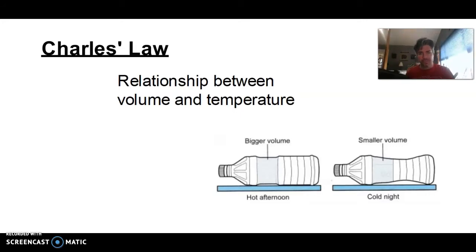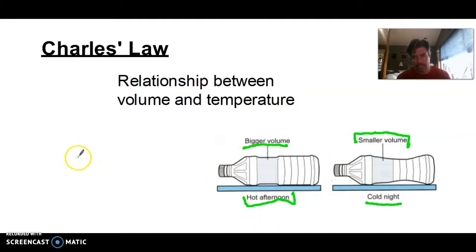And so you can see this relationship here with these two images of these bottles, where one bottle has a larger volume, on a nice hot afternoon, not like today, but it's snowing outside in April. And if we compare that to this water bottle full of air, put this in the freezer, put it outside over a cold night, and the volume decreases, right, of those gases.